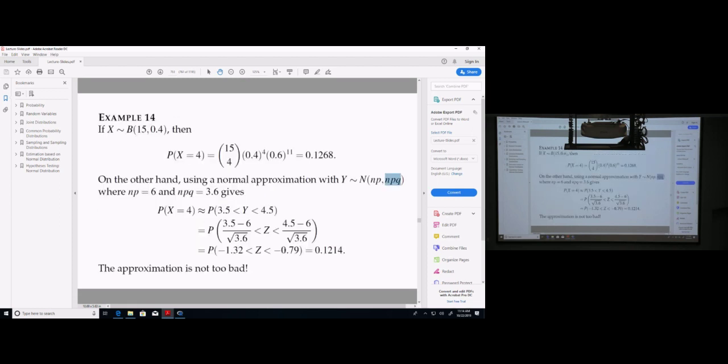How do you get 3.5? How do I get 3.6? 3.5. Where is the 3.5? Oh, here. Oh, okay. Yeah, this is what we call continuity corrections. Yeah, I came prepared, so.